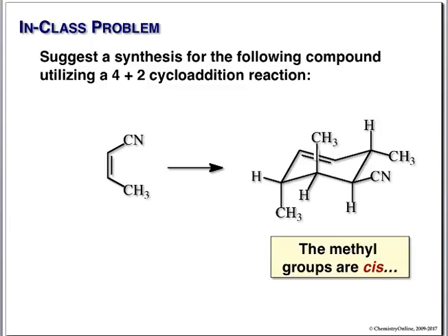So what's our rule? What gives cis? You can look back at the slide. Does cis trans give cis or trans? Trans gives cis. So we have a trans diene, a cis diene.